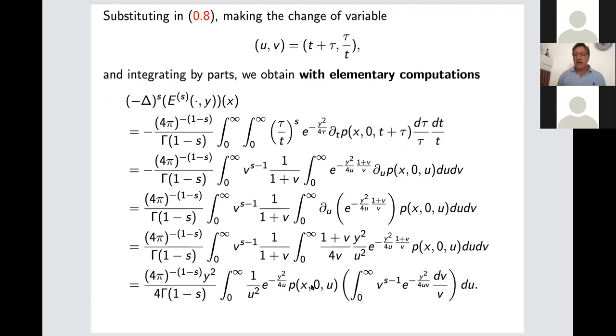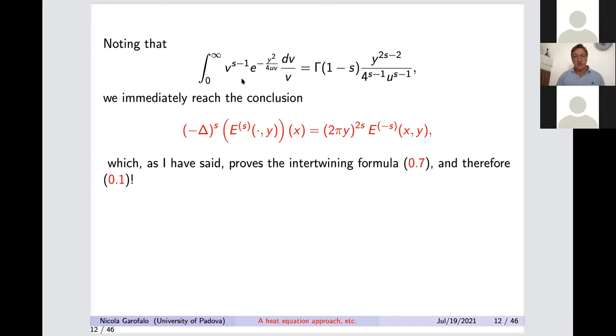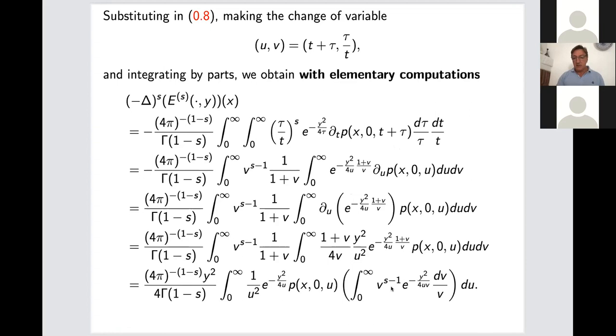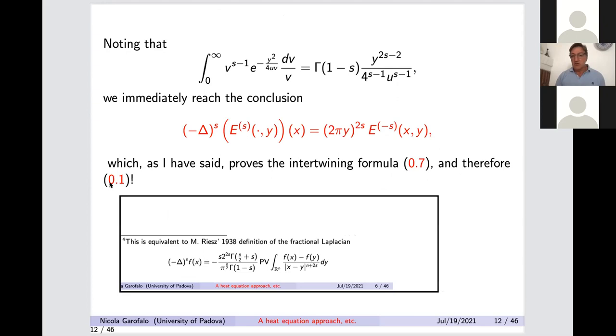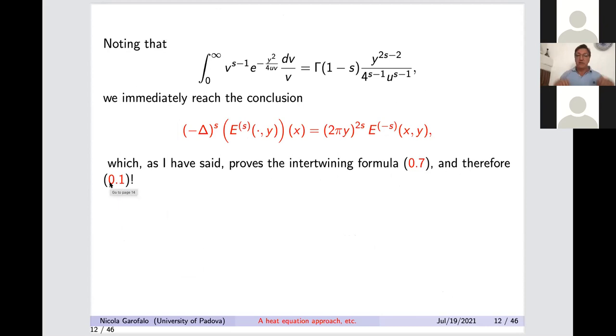So at this point you make a very simple observation. This integral is equal to this. And then we reach the conclusion that this intertwining formula is true. Because when you substitute the information that I just showed you in here, we have proved this formula here, and therefore formula 01 is also true. So you see, this is a very elementary heat equation proof of this important intertwining formula.